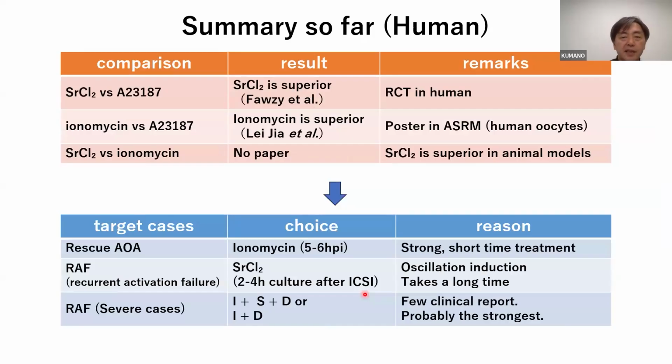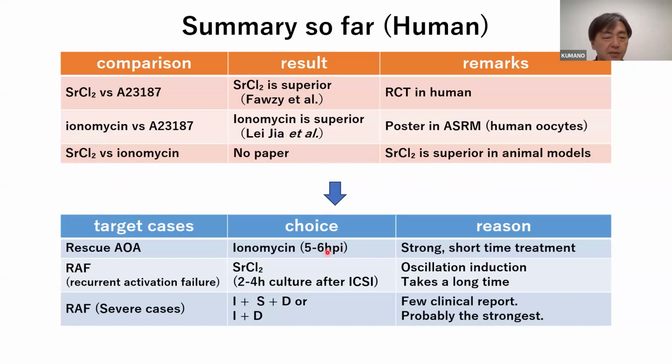This slide shows the summary so far in human. First, when comparing strontium and A23187, strontium chloride was superior, and there is an RCT in human. And when comparing the activation rate, ionomycin versus A23187, ionomycin was superior. There was a poster reporting this at ESHRE. And when comparing strontium with ionomycin, there is no paper in human. But in animal models, it seems that strontium is better than ionomycin.